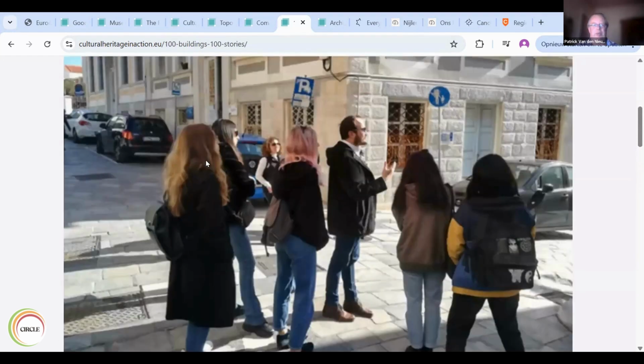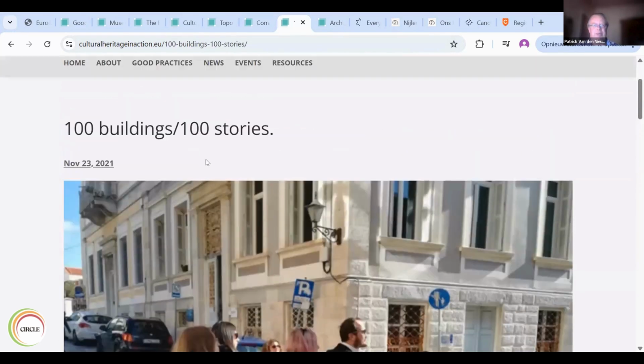Then a very nice project from Greece. It was called 100 Buildings, 100 Stories. Again, here it's about the involvement, the engagement of the community and community members. Of course, for sure, there will be professionals that can tell the whole story of a building, the technical, historical history of that building.